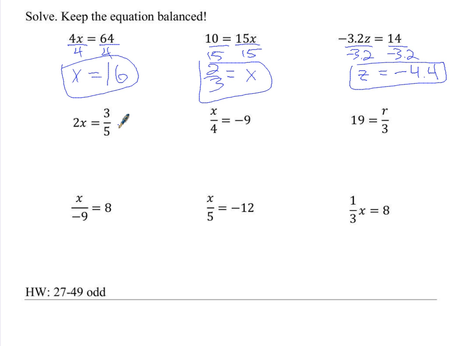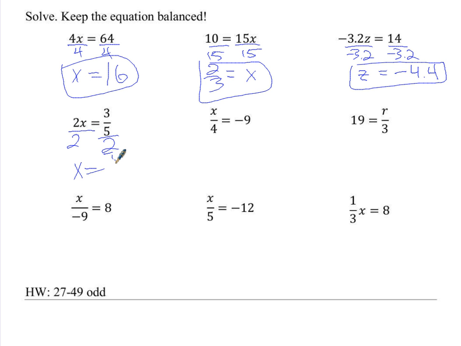Divide by 2, yeah. Divide both sides by 2. So now I have what on the left? x equals, how in the world do I deal with 3/5 divided by 2? Okay, so that's 3/5 divided by 2 over 1. And how do I handle that giant composite fraction?